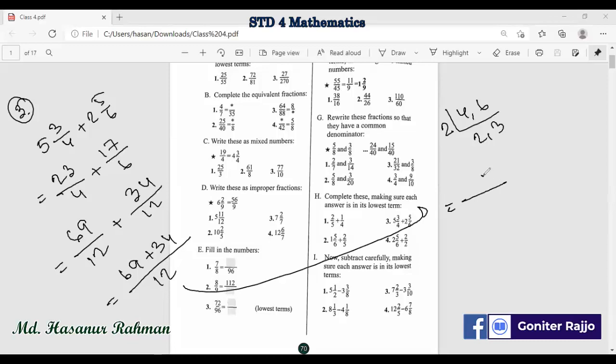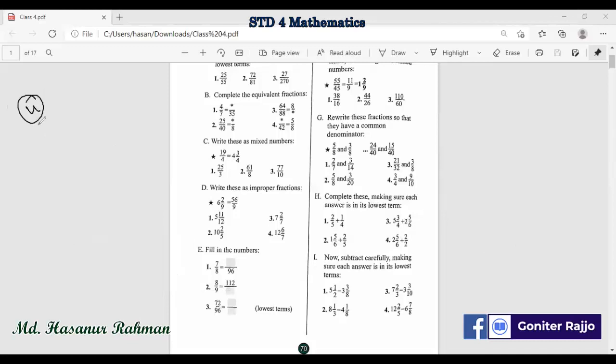4 plus 9, that is 13. So there is a 3 here, and 1 will go to the upper position. 4 plus 6, that is 10. 103 divided by 12. So if we convert this 103 into a mixed number, how can we convert? We can multiply 8 times 12, that is 96. Then 7 will be our remainder. So the answer should be 8 whole 7 by 12. So 8 whole 7 by 12 will be the answer of number 3.